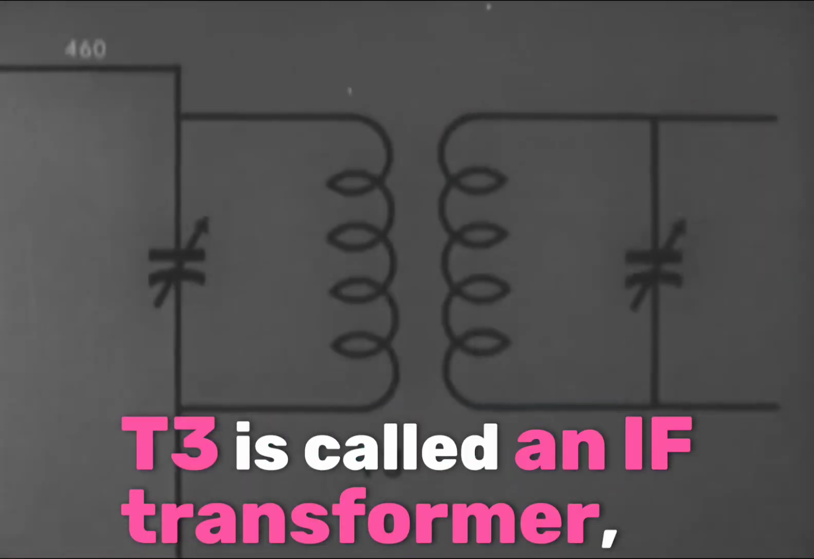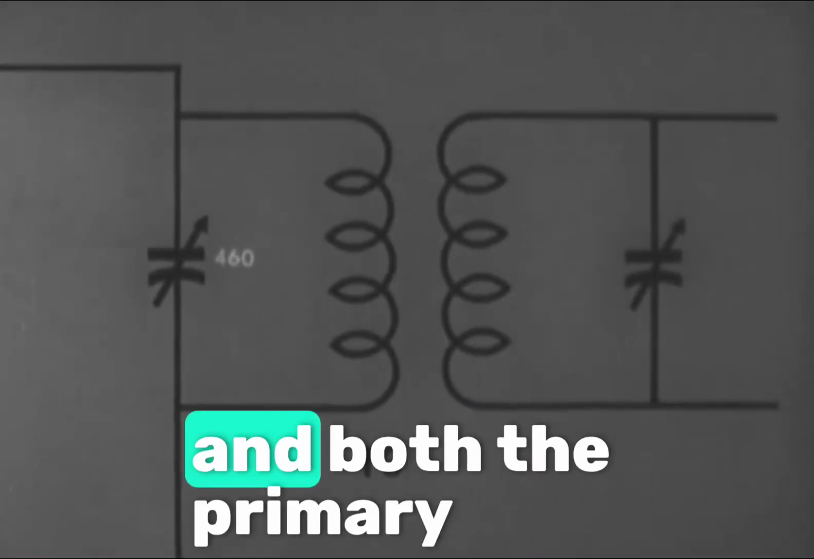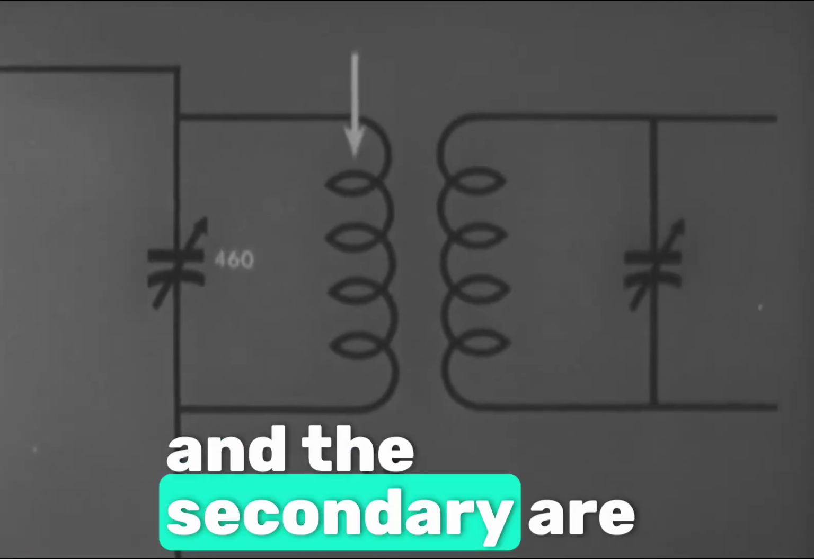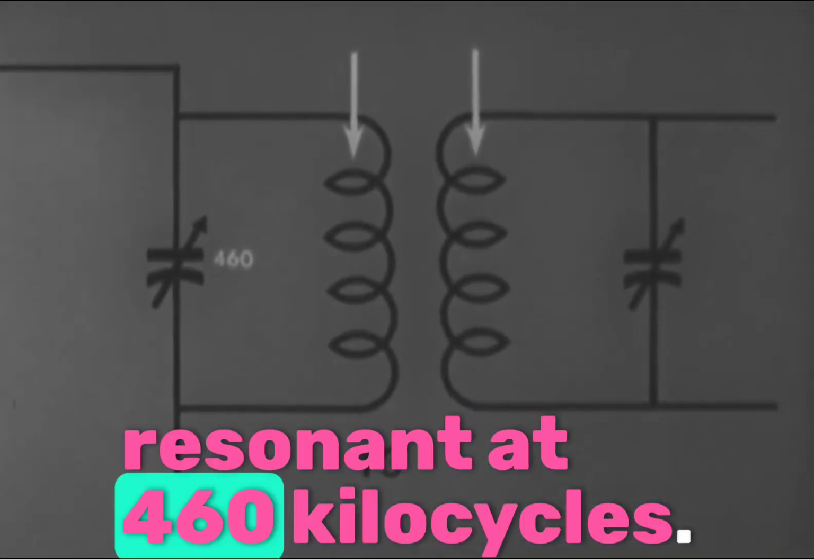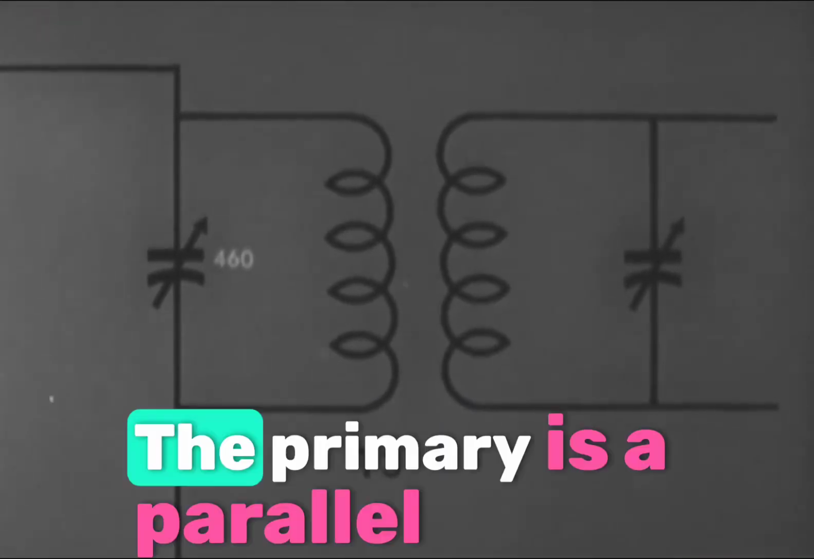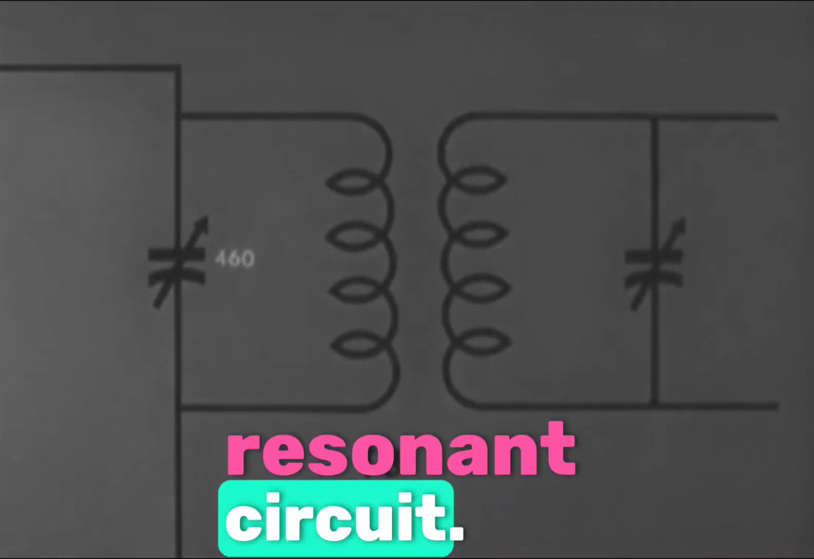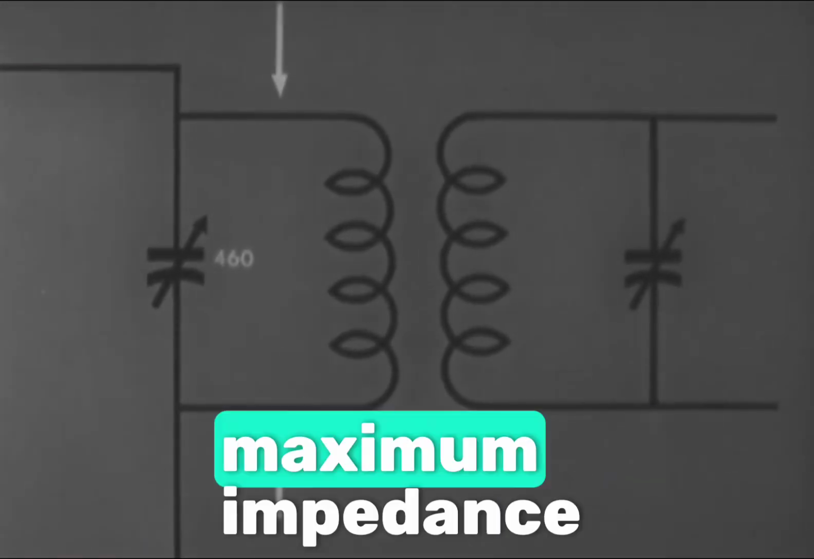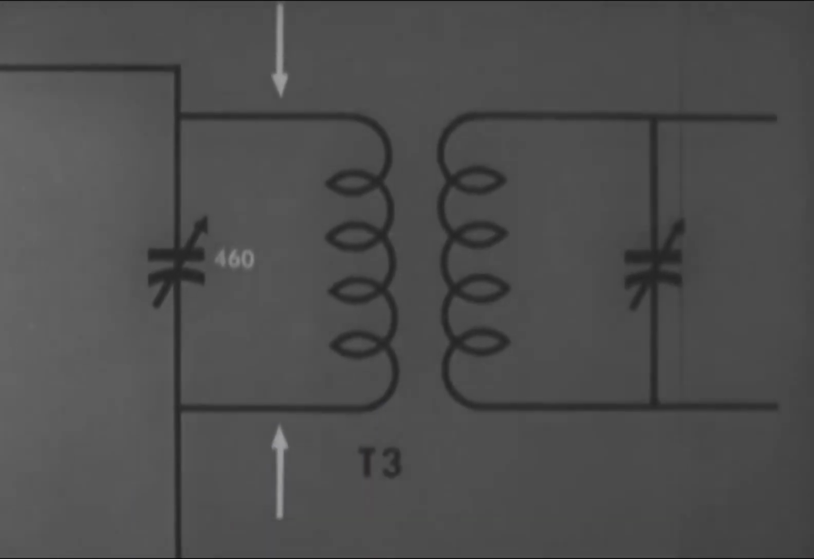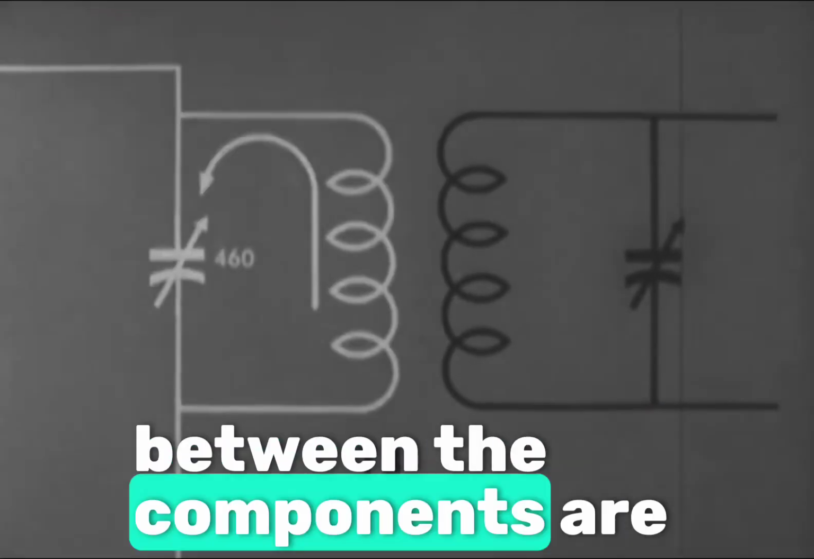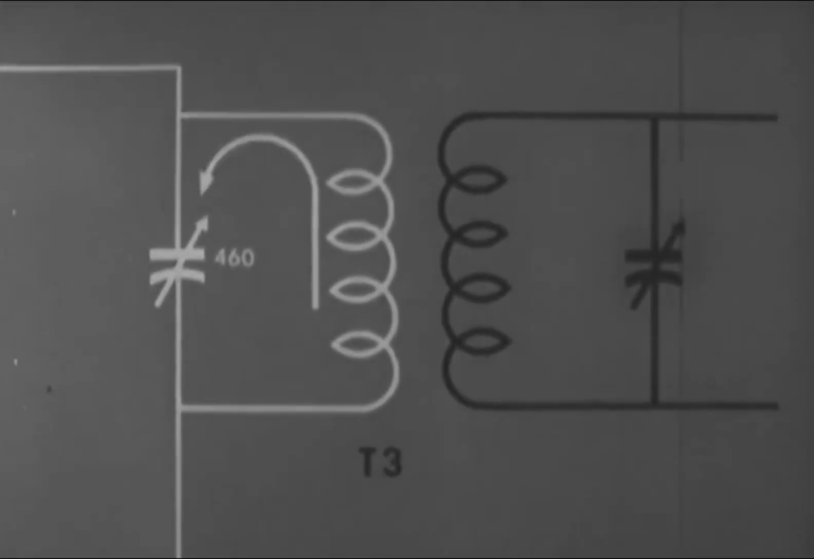T3 is called an IF transformer, and both the primary and the secondary are resonant at 460 kilocycles. The primary is a parallel resonant circuit. This means that we have maximum impedance across the tank, line current is at a minimum, and circulating currents between the components are at a maximum.